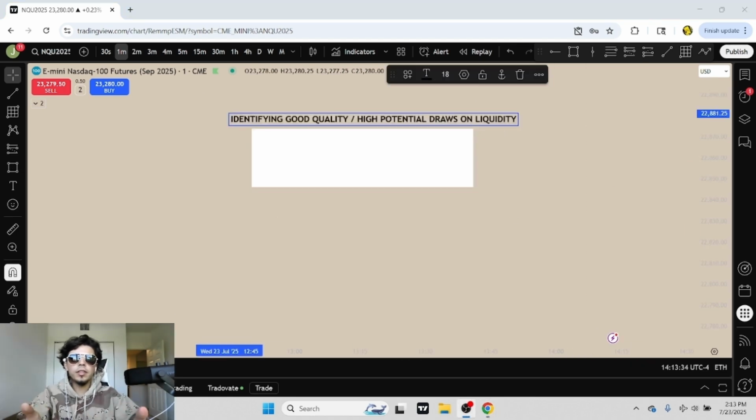So now that we understand what liquidity sweeps are and what their basic function is in the market, how do we identify good quality, high potential draws on liquidity? Well, what have I been saying since about day 3 when we started learning about candlesticks? Higher time frame holds higher power, right? So if we get a 1-minute liquidity sweep, why would we anticipate a reversal off that, right? The 1 minute is literally the lowest time frame we go besides like the 30-second, 15-second.